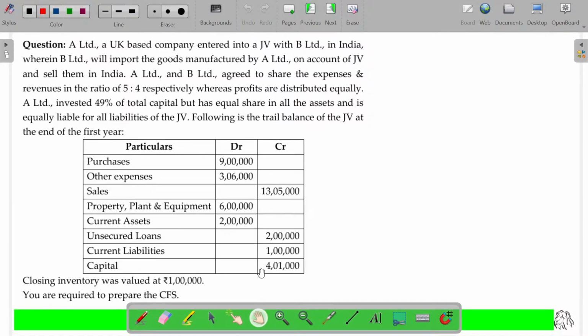Now, A Limited, a UK-based company, entered into a joint venture with B Limited in India, wherein B Limited will import the goods manufactured by A Limited, on account of the joint venture, and sell them in India.